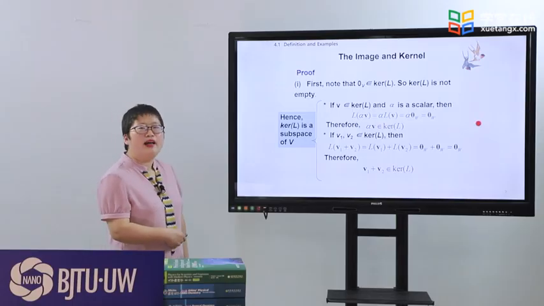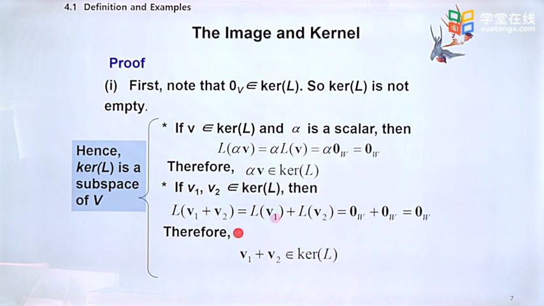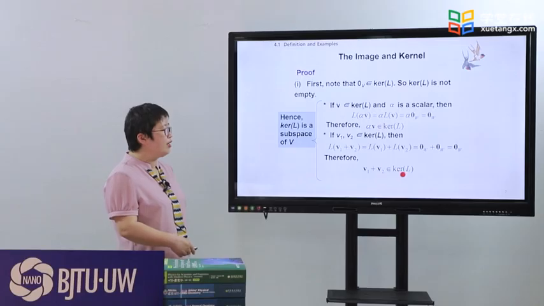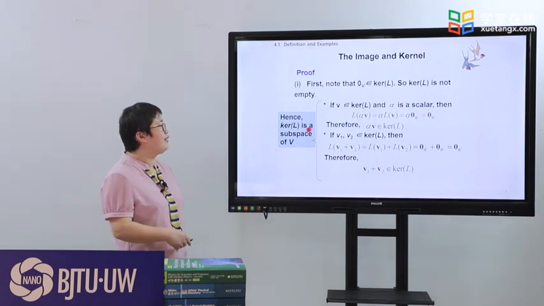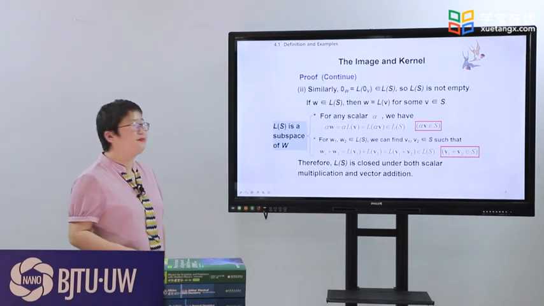And if v1, v2 belong to the kernel of L, then we check L(v1 + v2). We want to show that this also equals 0_W, then the vector v1 plus v2 also belongs to the kernel of L. Using the definition of linear transformation, L(v1 + v2) equals L(v1) plus L(v2), equals 0_W plus 0_W, equals 0_W. So we show v1 + v2 is in the kernel of L. Hence, the kernel of L is a subspace of V.